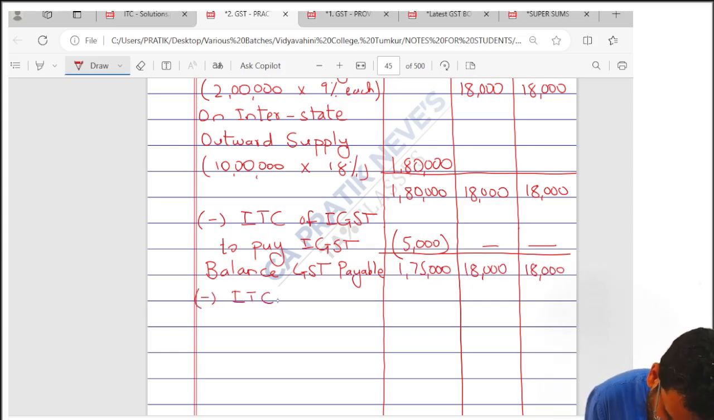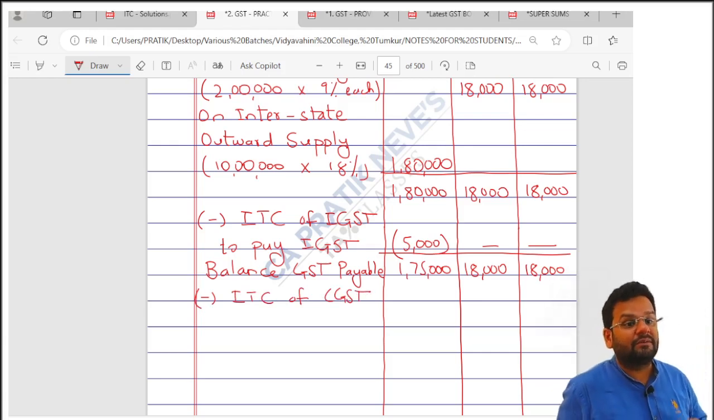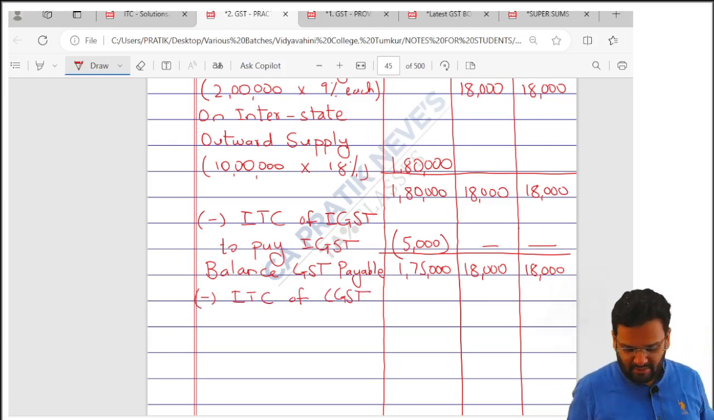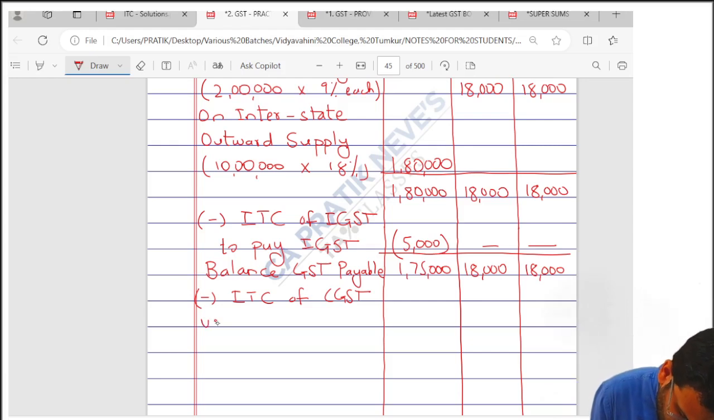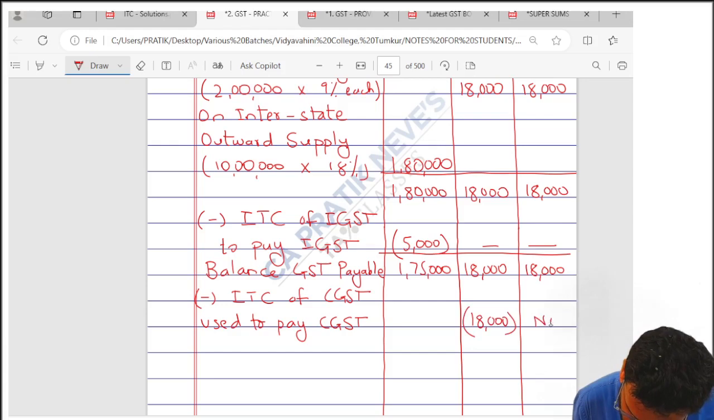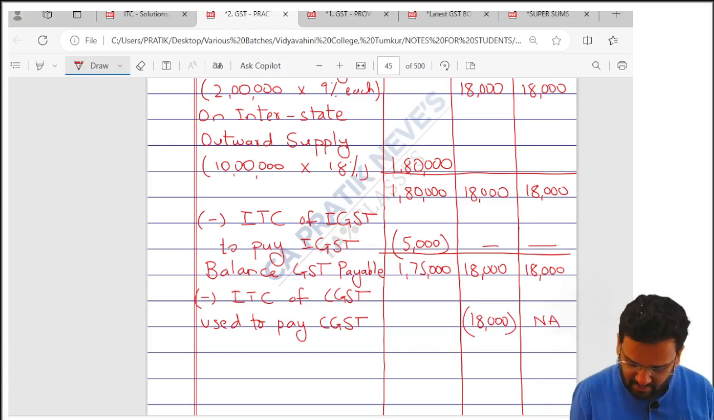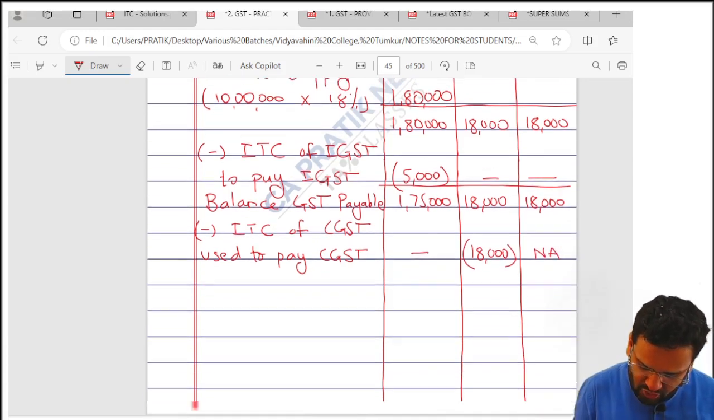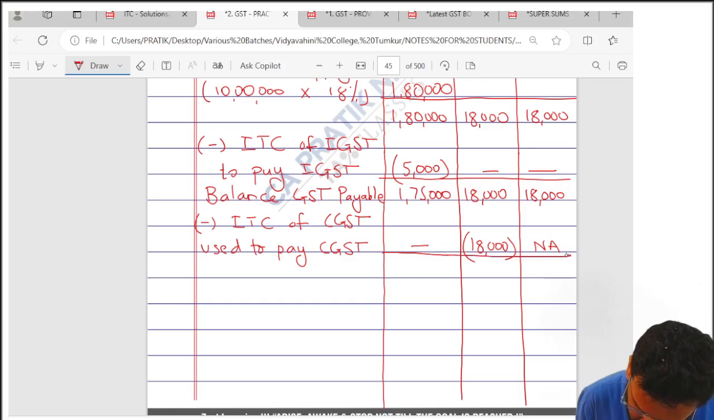So what is the ITC of CGST? How much? 65,000. So ITC of CGST is used to pay CGST first. Full 18,000. You cannot use it to pay SGST, and right now you are not showing anything for paying IGST. You will show it now.